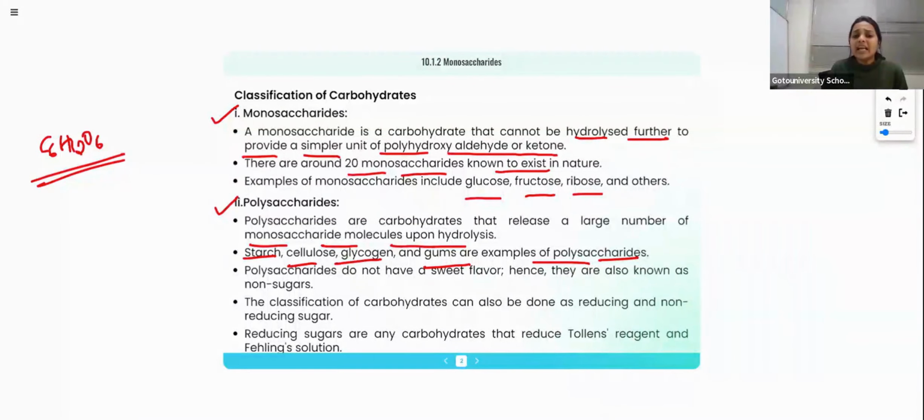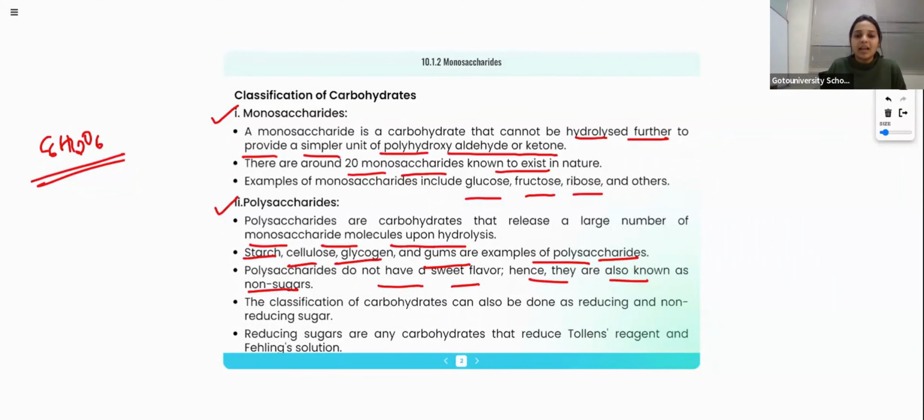All of them are examples of polysaccharides. Polysaccharides do not have a sweet flavor, so they are also known as non-sugars. Normally sugars have a sweet taste, right? But polysaccharides do not have a sweet taste. That's why they are called non-sugars. But monosaccharides normally have a sweet taste. They are normally sugar itself.